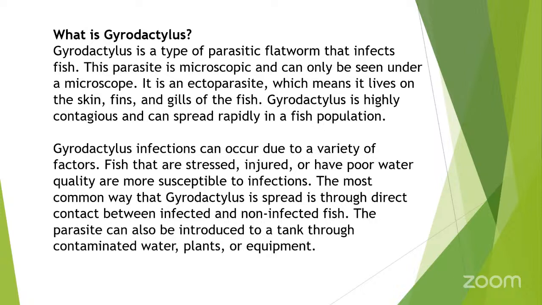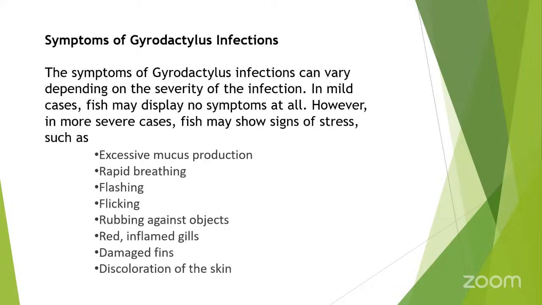Gyrodactylus infections can occur due to a variety of factors. Fish that are stressed, injured, or have poor water quality are more susceptible to infections. The most common way that Gyrodactylus is spread is through direct contact between infected and non-infected fish. The parasite can also be introduced to a tank through contaminated water, plants, or equipment. Let us see the symptoms of this infection.